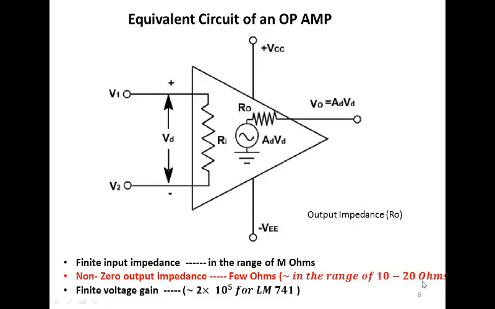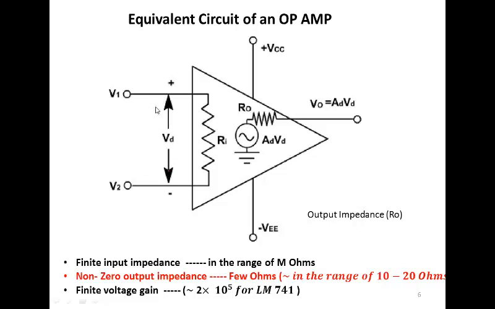So even if we did not go into the internal details of the op-amp, we can just see the op-amp from the terminal point of view and still use the op-amp from its terminal characteristics, and use the op-amp in many applications. And this circuit is the simplified circuit that we can use to study the operation of the amplifier from the terminal point of view.